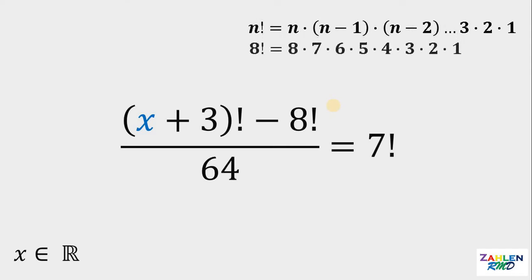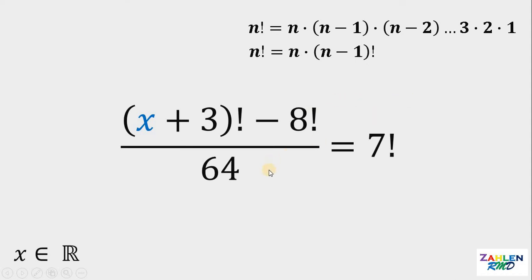For example, 8 factorial is equivalent to 8 times 7 times 6 times 5 times 4 times 3 times 2 times 1. Also take note that 7 times 6 times 5 times 4 times 3 times 2 times 1 can be written as 7 factorial. Therefore, n factorial must be equal to n times (n minus 1) factorial. Now, we will use this identity to answer this question.